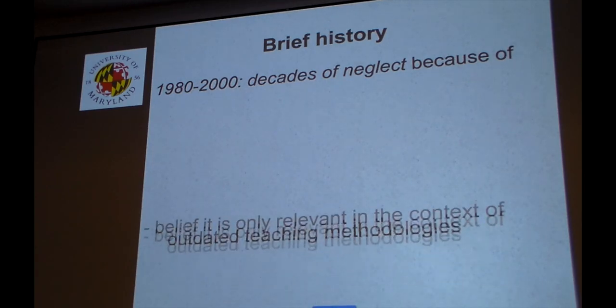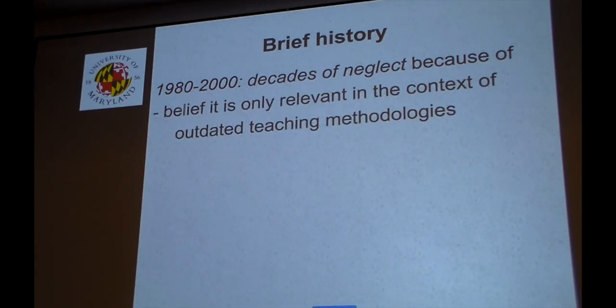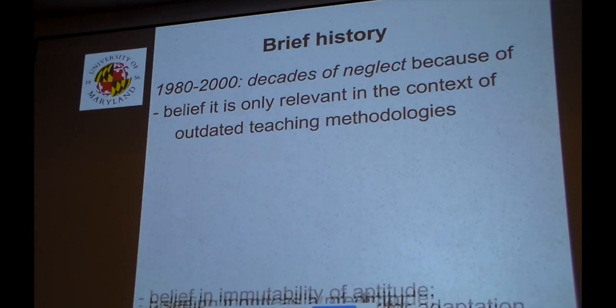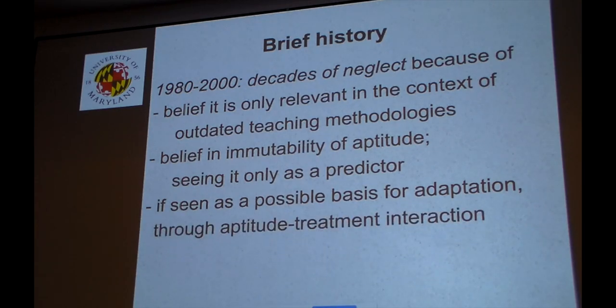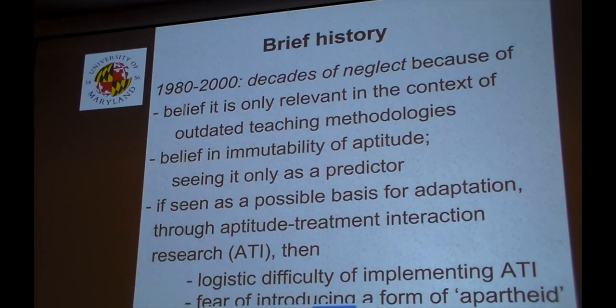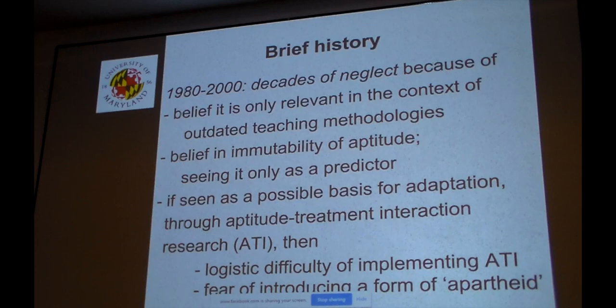So, in between these various stages I've mentioned, from 1980 to 2000, more or less, we had a couple of decades of neglect because of several reasons. One, the belief that aptitude is only relevant in the context of outdated teaching methodologies, which has since been proven to be wrong. The belief in immutability of aptitude, seeing it as only a predictor and therefore less important than, say, motivation, which is, of course, more malleable. And if seen as a basis for possible adaptation of teaching through aptitude-driven interaction, then, of course, we have the logistic difficulties of implementing API and the fear of introducing a form of apartheid.